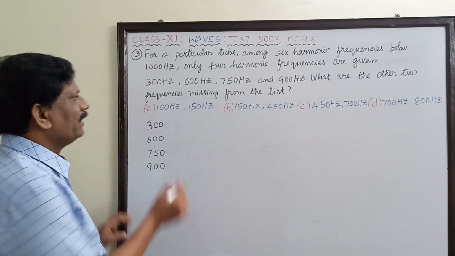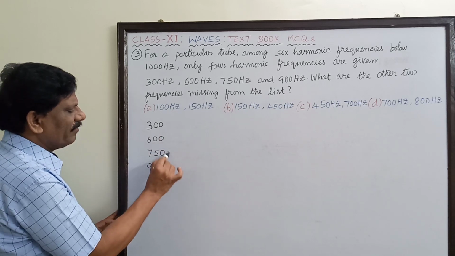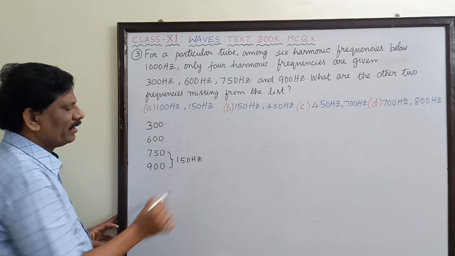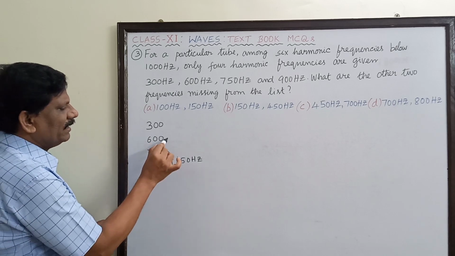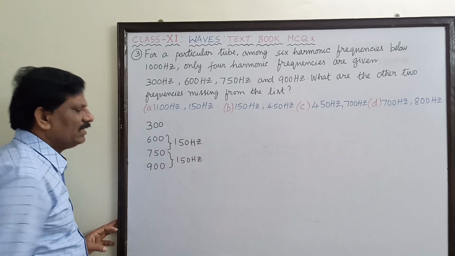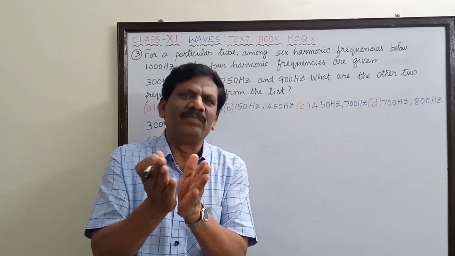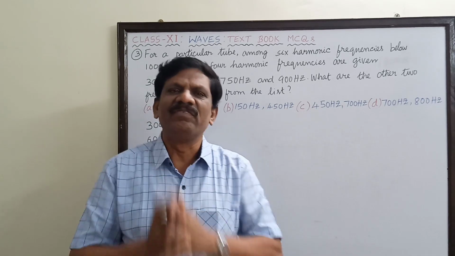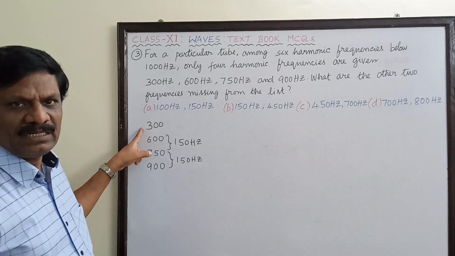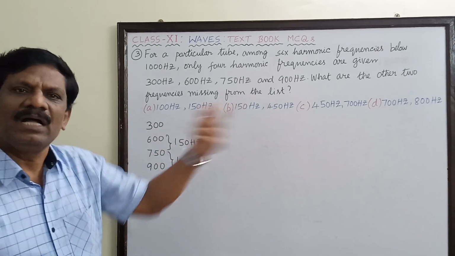Now very simple, I am writing the given values in ascending order: 300, 600, 750 and 900. Now the difference between 750 and 900 is 150 Hertz. Is it not? Like that, 600 and 750, this difference also is 150 Hertz. So from this we come to know that each harmonic is differing from the neighboring harmonic by 150 Hertz. Therefore, we have to start from 300 and add 150 with 300 and continue the harmonics.